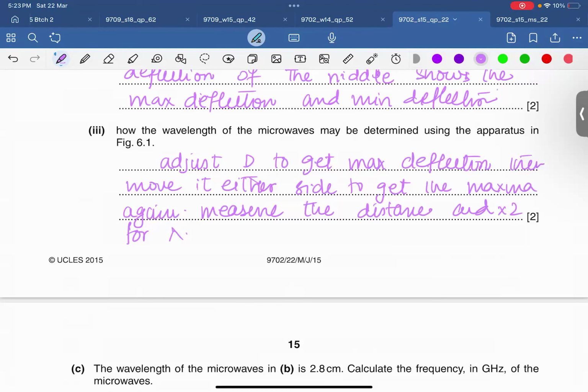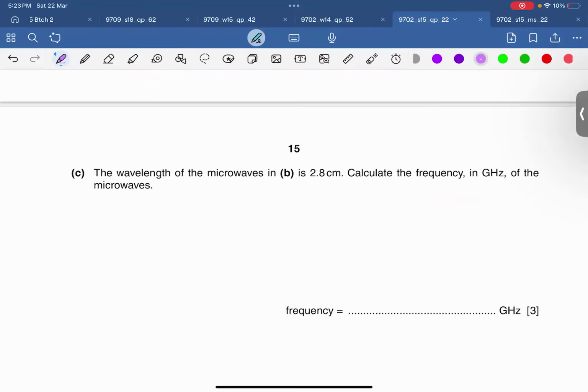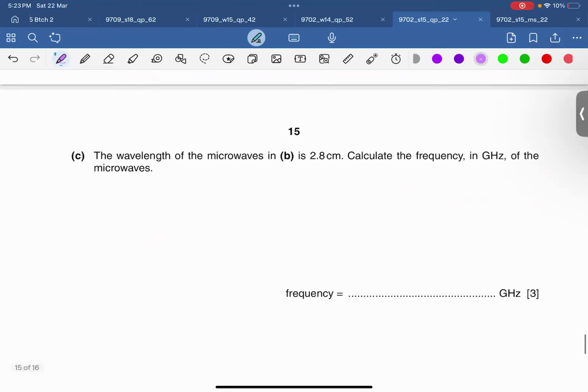Okay, this is the last part. So the wavelength of the microwave is this much. Now, can you find the frequency? v equals f lambda. The wavelength of the microwave is 2.8 centimeters, so v equals f lambda. v is 3 times 10 to the power 8, since it is a microwave, and divide by 2.8 times 10 to the power minus 2. Is that right? What will it come to? You get 2.8 times 10 to the power minus 2.